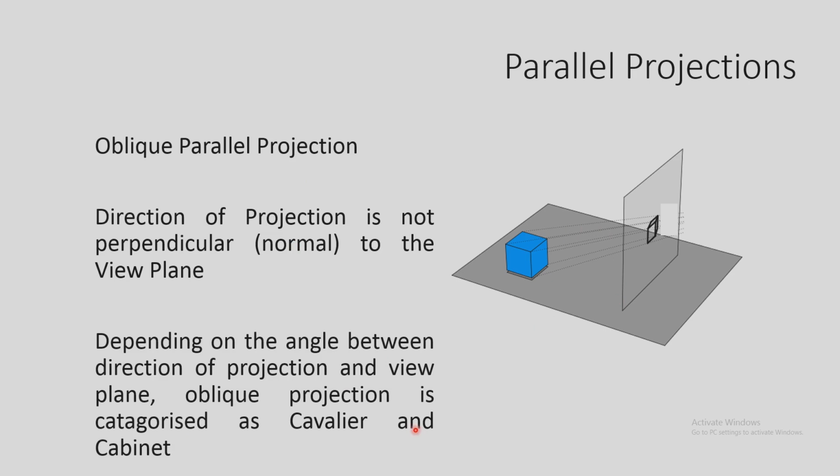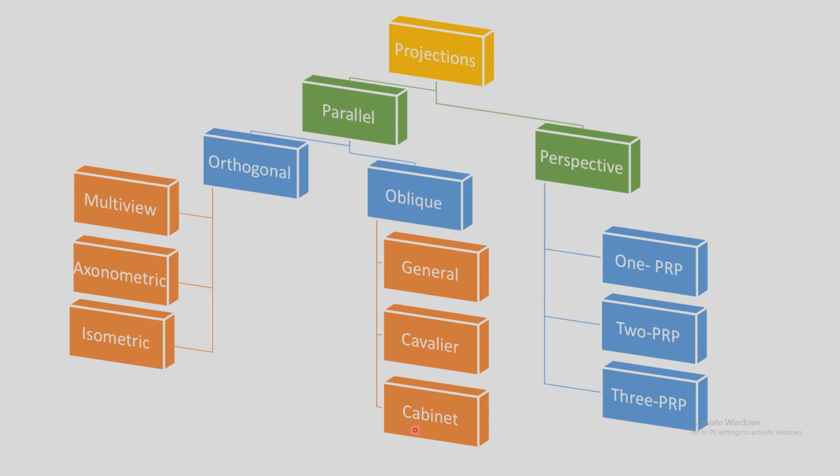It can be divided into cavalier, it can be divided into cabinet projection and so on. So basically, categorization can be depicted in this way: projection is broadly categorized as parallel and perspective. Perspective projection is further divided into 1 PRP, 2 PRP and 3 PRP, where PRP is projection reference point. Similarly, parallel projection can be orthogonal and it can be oblique also.